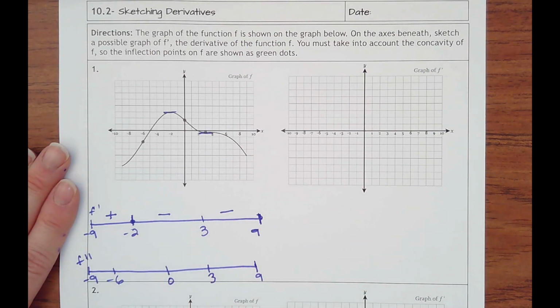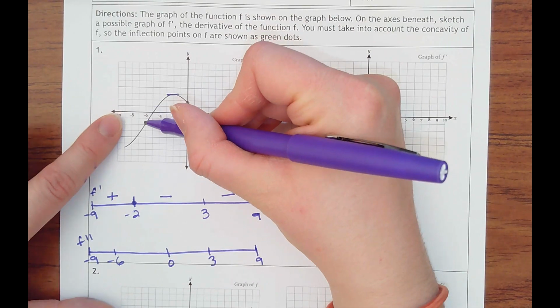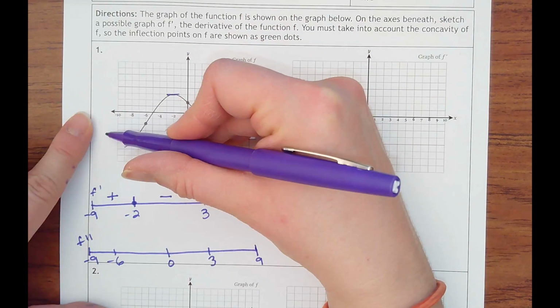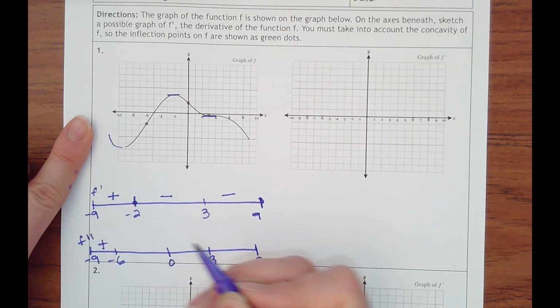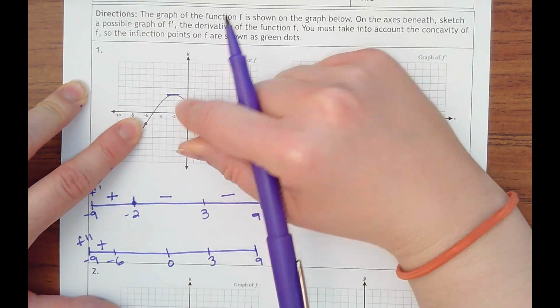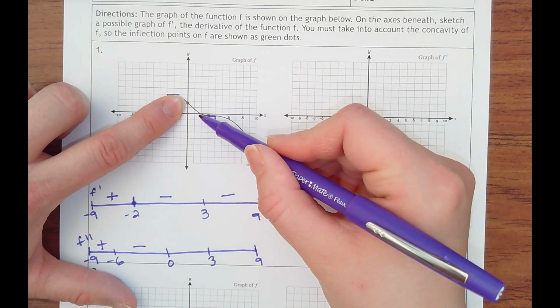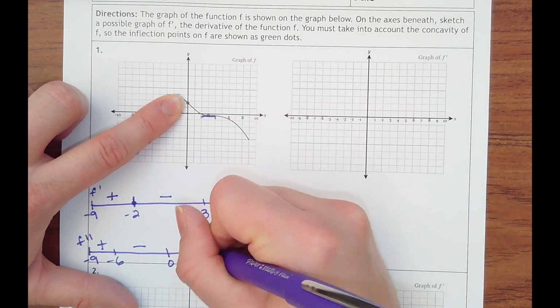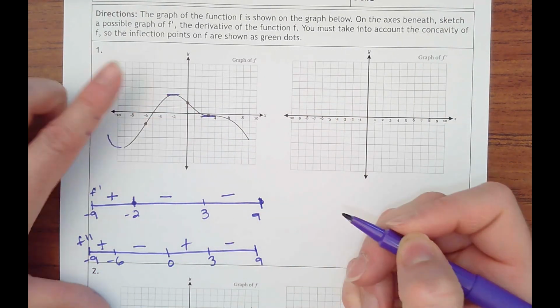Okay, so then I'm just asking myself whether it's concave up or down on those intervals. From x is -9 to -6, right here, kind of hard to tell, but if I were to extend this, see how that's concave up? So I'm going to put plus. The interval -6 to x is 0, that's concave curving down. So I put a negative. 0 to 3, I'm concave up, positive. And 3 to 9, I'm concave down, negative.